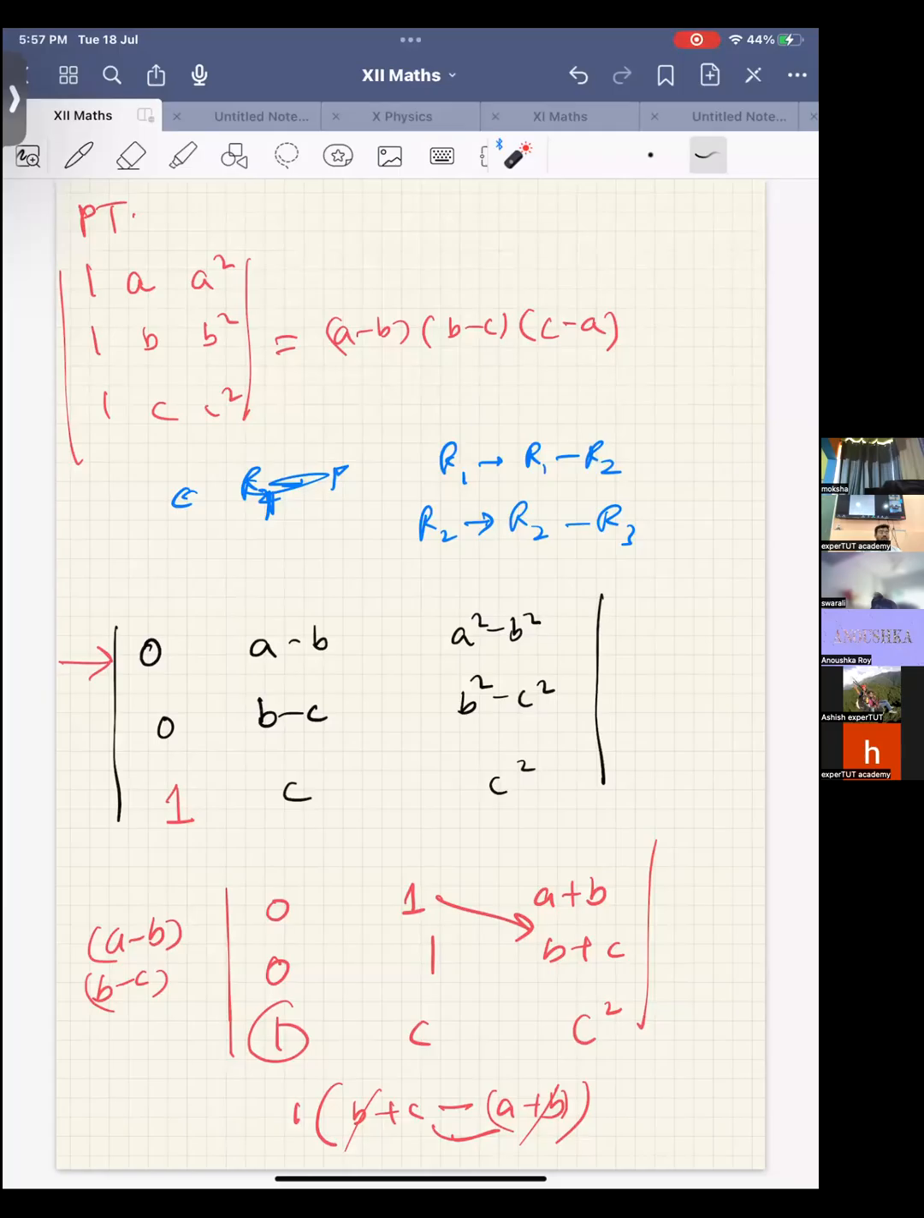Okay. How is this b plus c minus a plus b? See, you are expanding, good, you are expanding along this. So first comes 0 into something, which you do not need to write because it is 0, then again 0 into something, then 1 into what comes? This comes, right? 1 into b plus c minus 1 into a plus b, like you expand a determinant. Speak loudly. You have to do 2 steps, no?